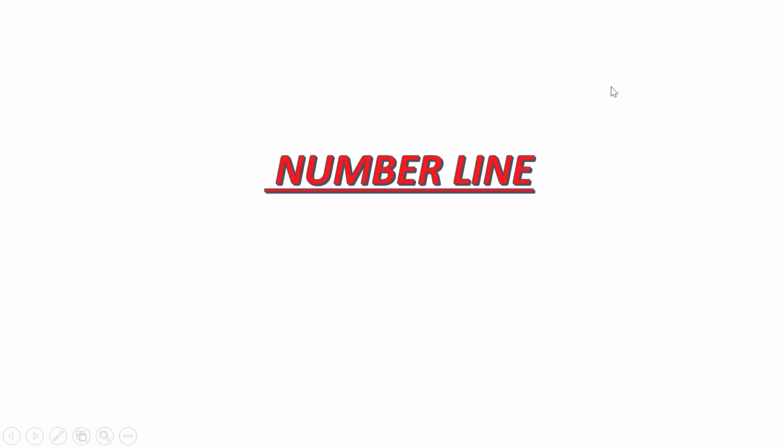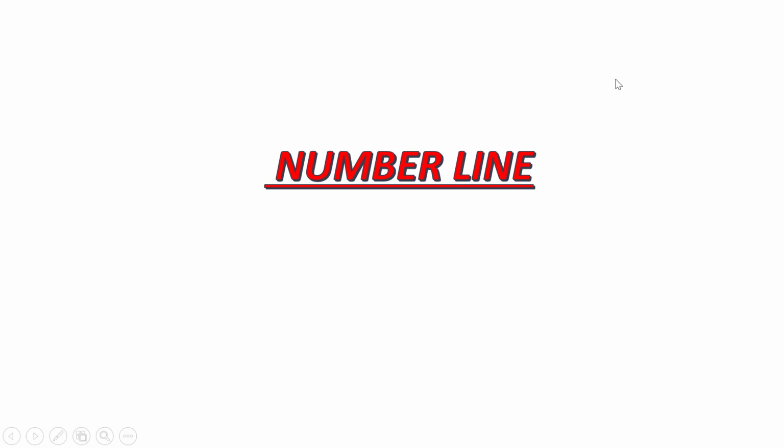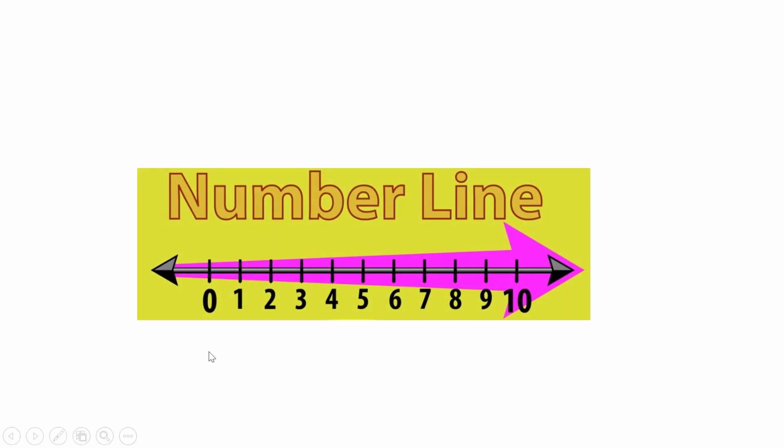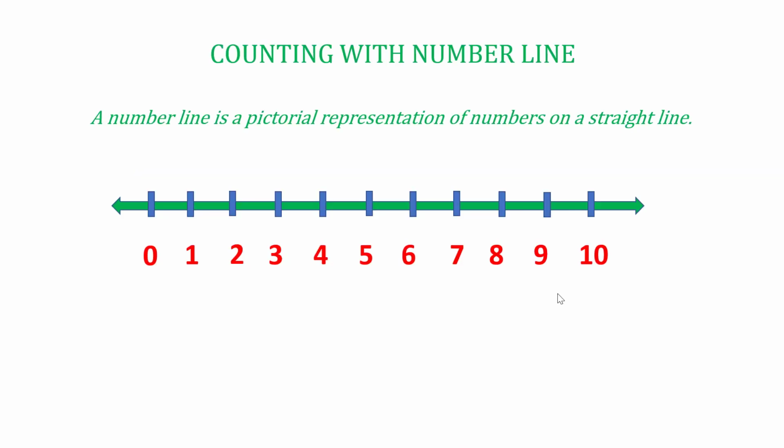Before completing this video, I would like to introduce the concept of number line here. Let me show you how the number line looks like. This is a number line. Here, the numbers are starting from 0 and going up to 10. The number line can be of any length. It can be from 0 to 10, 0 to 20, 0 to 30. That depends on the need. More concepts and examples of number line will be shared in the upcoming video.